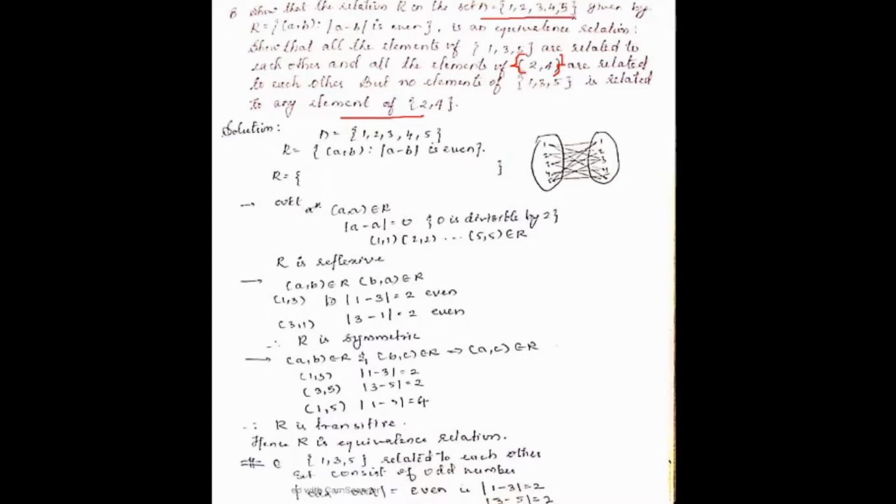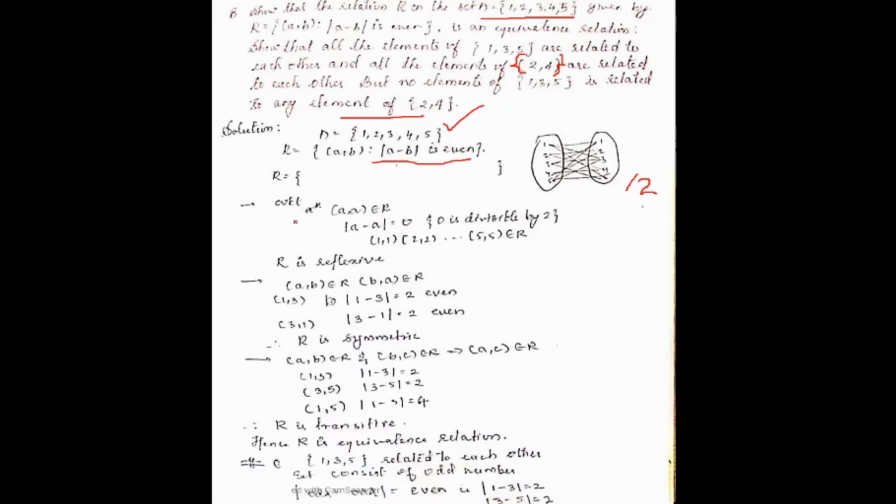First part, show that the relation R in the set A. What is our set A? {1, 2, 3, 4, 5}, written. So we are done with this. Then R = {(a, b): |a - b| is even}. Mod means you're ignoring the negative, the absolute value of the difference of a and b. If the result is even, it means divisible by 2. When you divide it by 2, if it is divisible, you call it even, otherwise odd. If you want, you can form the pairs.